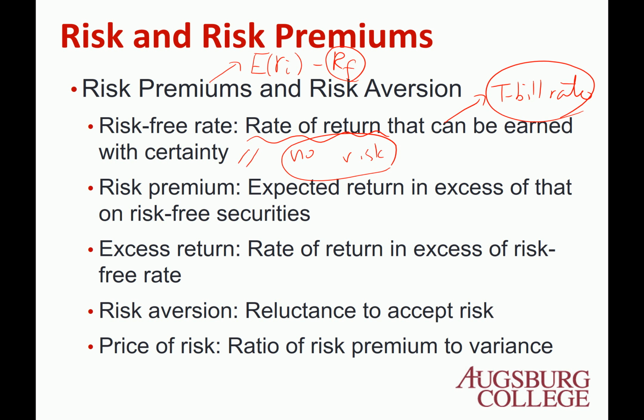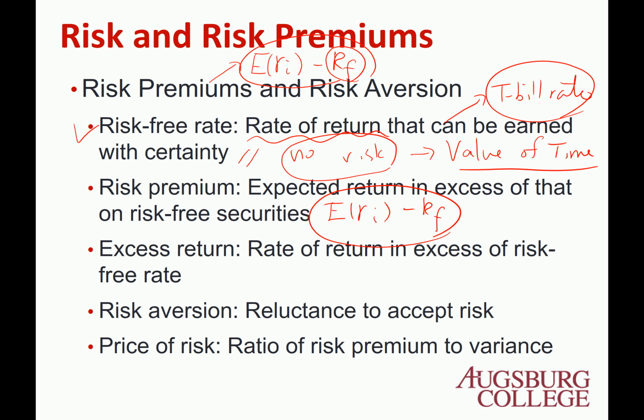Now, this risk-free rate is certain money, so it's actually just the value of time. You delay your consumption, you save it, and you surely make this. So this is not related to the amount of risk. This is just time value. Now, this difference, the risk premium, expected return minus risk-free rate, is the additional compensation for taking risk. If this is high, then you take higher risk. If this is low, you take lower risk, right? Excess return is the rate of return in excess of the risk-free rate, which means return minus the risk-free rate is the excess return.